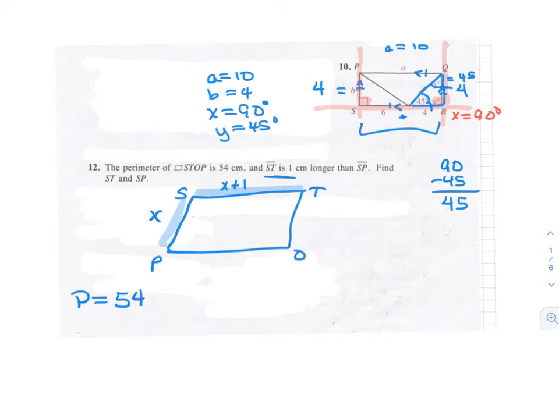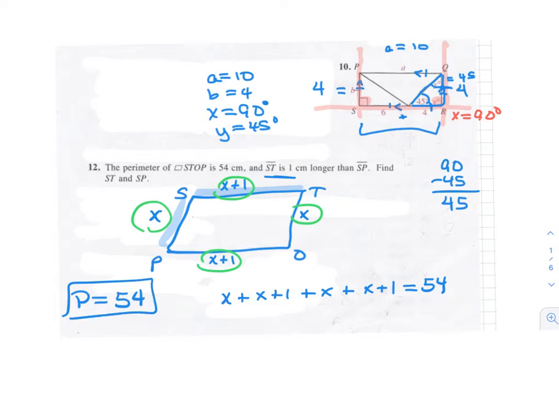Remember, opposite sides in a parallelogram are congruent, so I'm going to put an X there and an X plus 1 there. Remember, perimeter means add up all the sides, so I'm going to add X plus X plus 1 plus X plus X plus 1. So I'm adding this side, this side, this side, and this side, all 4 sides, and then I'm going to set it equal to the perimeter that they gave me at the beginning of the problem. I'm going to solve for X. X will be the length of SP, and then I'll add 1 to it to get the length of ST.